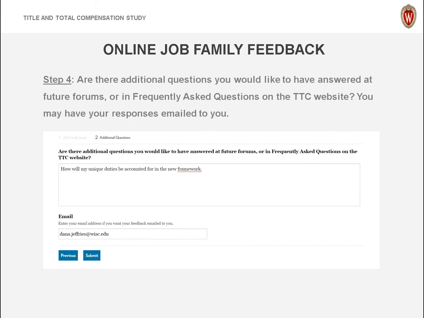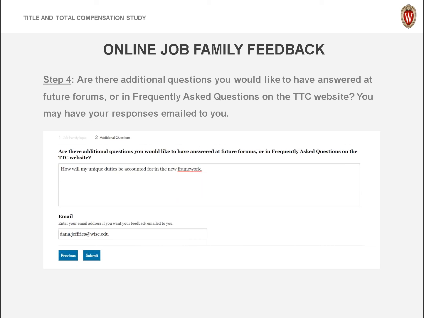You'll also have an opportunity to provide questions that you have and things that you want answered in future forums, or questions that you want answered in our FAQs that are on our website. We would very much appreciate it if you could provide us any questions that you have, because it is truly our goal to provide the information that you need about the study in a timely way.